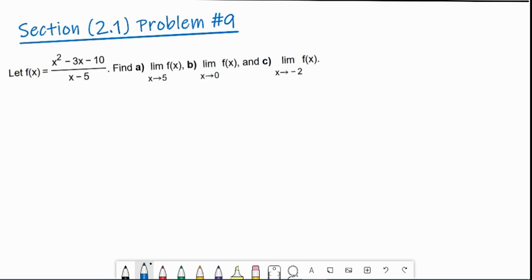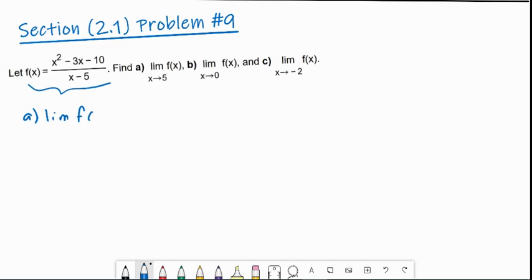Okay, so this is section 2.1, problem number 9, and it says let f of x be defined as this rational function we see here, and it gives us a few different limits to evaluate. Find the limit of f of x as x approaches 5, as x approaches 0, and as x approaches negative 2. Well, let's start with part A.